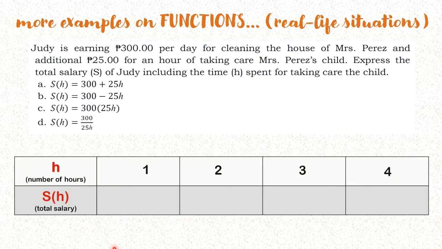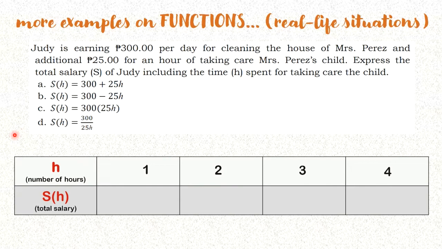Okay, let's try this word problem. If you read, Judy is earning 300 pesos per day. Fixed na yon. Pero kapag nag-alaga siya nung anak ni Mrs. Perez, may additional na 25 pesos per hour. So we're going to express the total salary of Judy, including the time spent for taking care of the child. Pipili lang kayo dito. Again, fixed na yung 300 pesos sa paglilinis ng bahay.